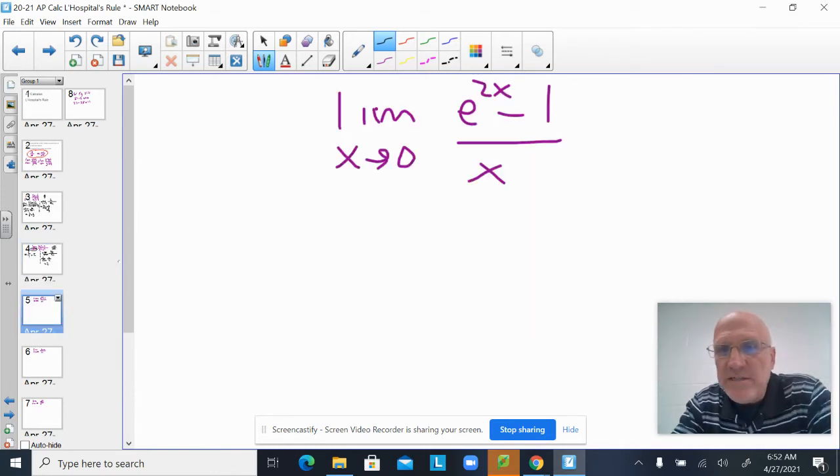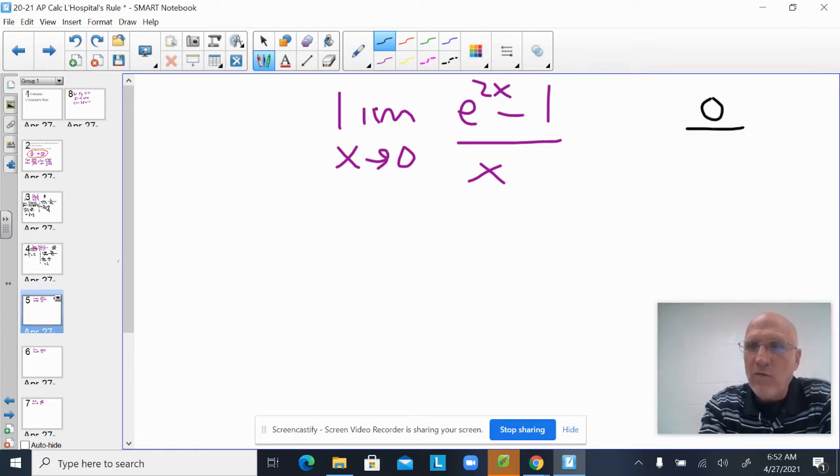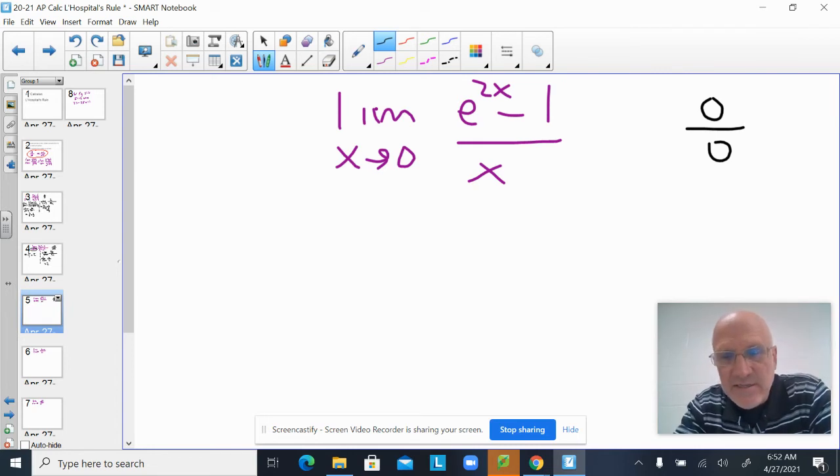All right, limit as x approaches 0 of e to the 2x minus 1 over x. If I use direct substitution, let's see, e to the 2x is e to the 0, which is 1, minus 1. I get 0 on top over 0. So that does lead to 0 over 0. Doesn't mean it doesn't exist. It means that it is a candidate for L'Hopital's rule.